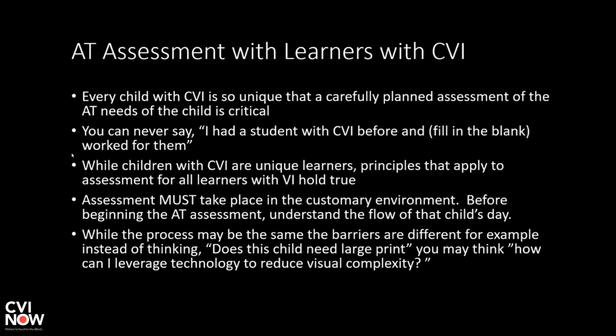While the process may be the same for all children with visual impairments, the barriers are different. One example, between a child with an ocular visual impairment and a child with a cortical visual impairment who doesn't also have an ocular visual impairment: does this child need large print? You might consider that for a child with an ocular visual impairment. For a child with CVI, you might consider, how can I leverage technology to reduce visual complexity?